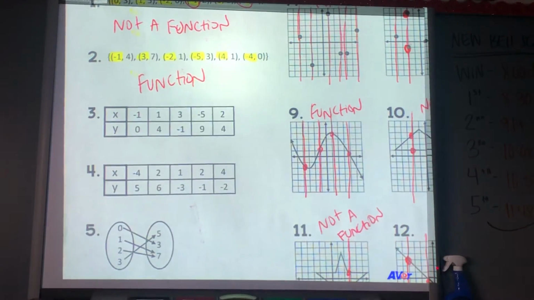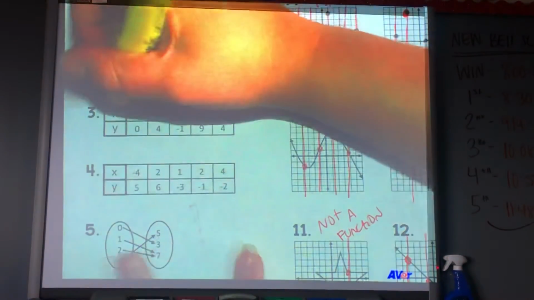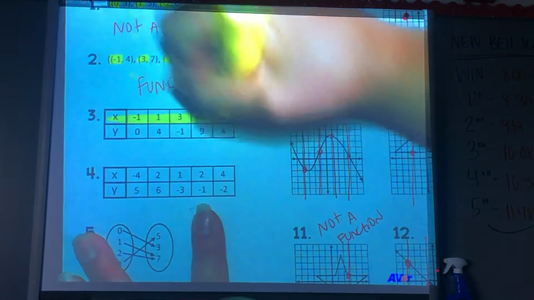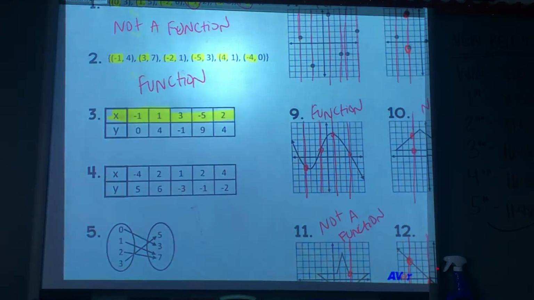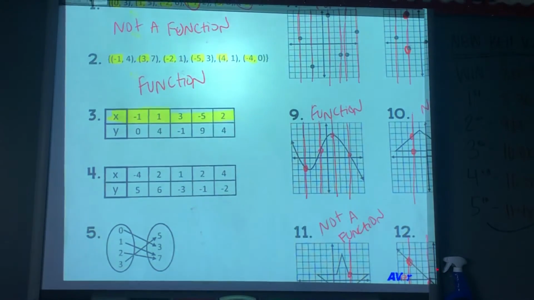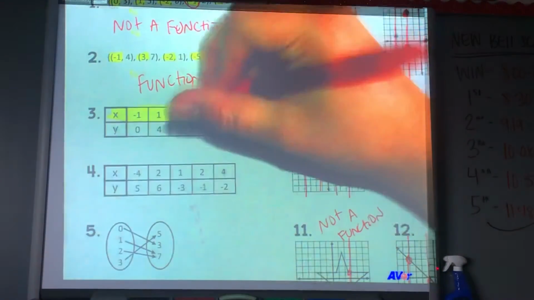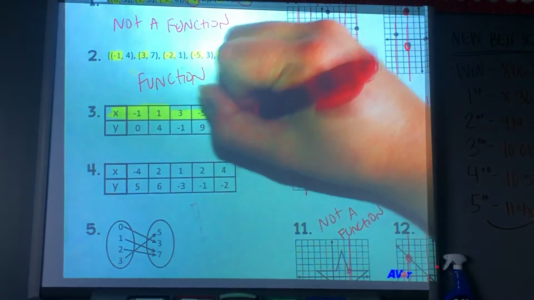The tables are a little bit more organized for us, to where we don't even have to really figure out what a coordinate is. We only look at the x values. Looks like on this one I have -1, 1, 3, -5, and 2. Nothing repeats. This is good. This is a function.